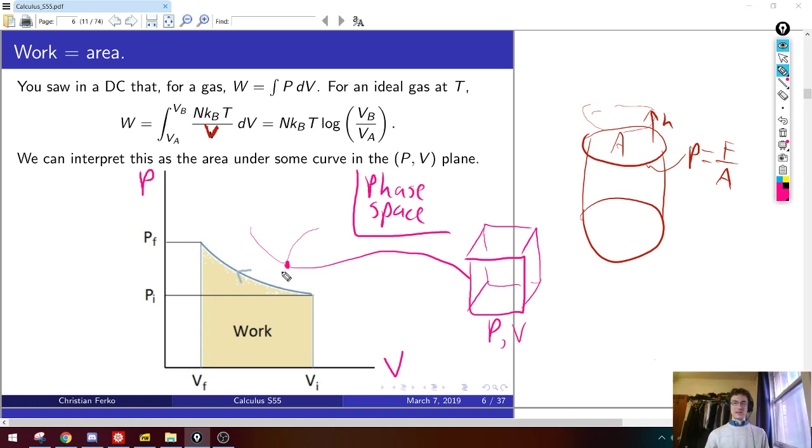Okay, so maybe that's kind of obvious, but I just want to be super clear about this point, that points in this plane are different configurations of the gas. Okay, so with that understanding, you could think of this process of, in this case, what I've drawn here is compressing it. So we start at some big volume and then move in phase space towards a smaller volume and a higher pressure. So this is compressing the gas.